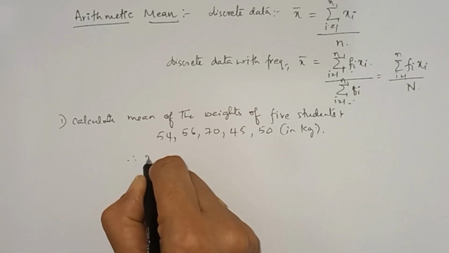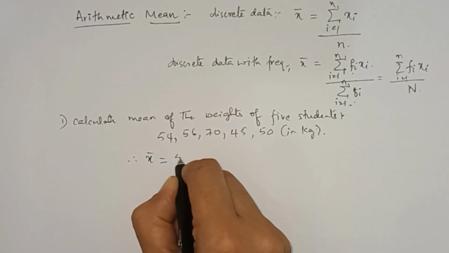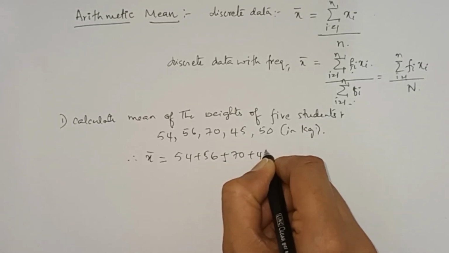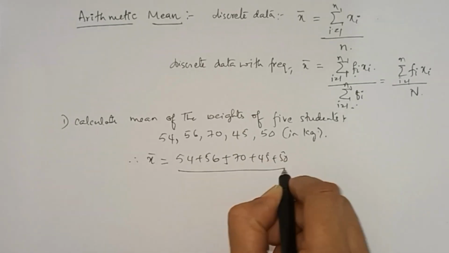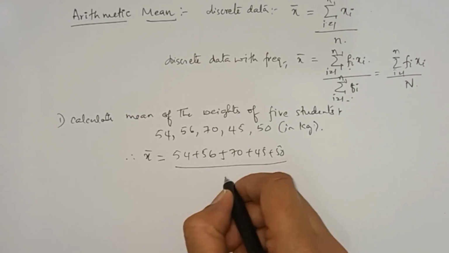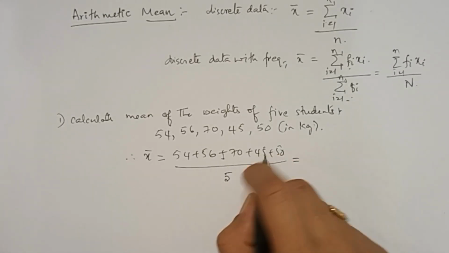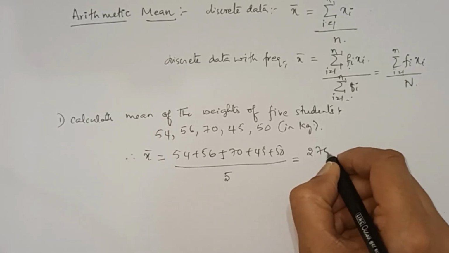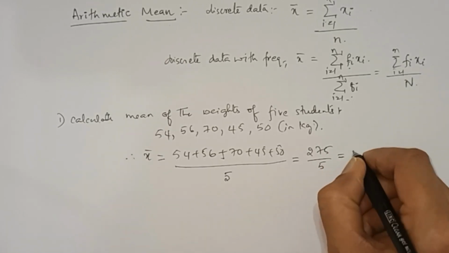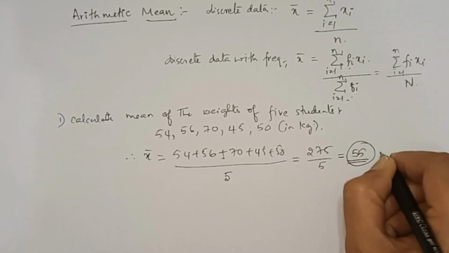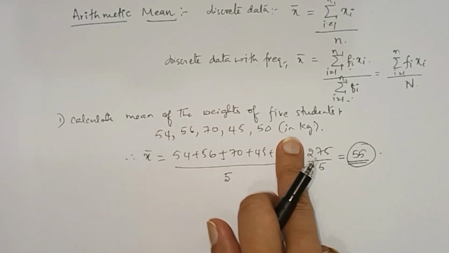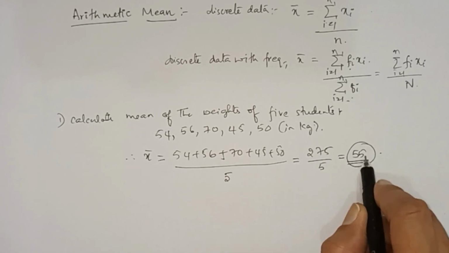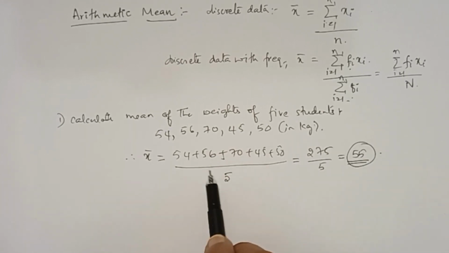Hence x bar mean equal to sum of all observations, 54 plus 56 plus 70 plus 45 plus 50 divided by total. There are 5 observations, so number of observations is 5. When you take the sum of all this, you will get 275 divided by 5, which is equal to 55. Therefore, the average weight of 5 students equal to 55. This is the central value of the given data.